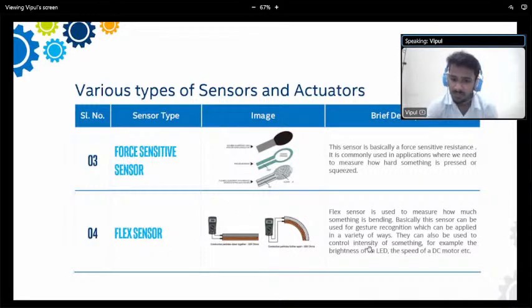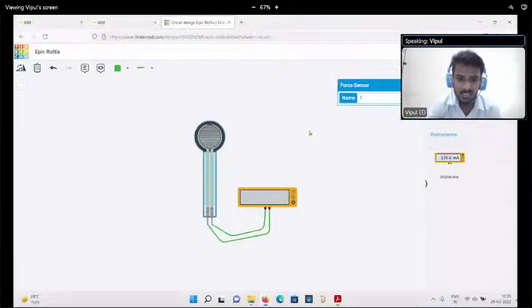Similarly, the flex sensor. A flex sensor is used to measure how much something is bending. Basically, this sensor can be used for gesture recognition, which can be applied in a variety of ways. They can also be used to control the intensity of something, for example, the brightness of an LED and the speed of a DC motor. So this is one kind of flex sensor. Similarly, as I told you, with the force sensor, if we apply some force on it, the resistance of the force sensor varies. Similarly, the flex sensor is also there. So if we bend that flex sensor, the resistance value changes. How? You can simply check like this.